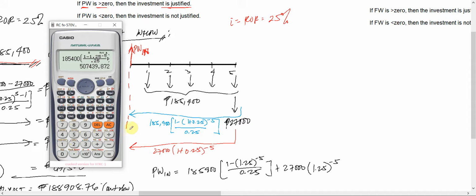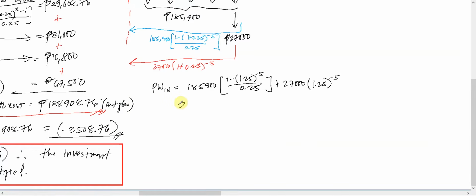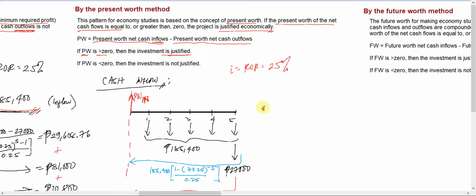So, answer natin dito will be 507,439. So, present worth ni inflow is 507,439.872. Sama natin kasi tatlo lang naman siya. No? So, yan yung present worth ni inflow. So, ngayon, solve naman natin yung present worth ni outflow.